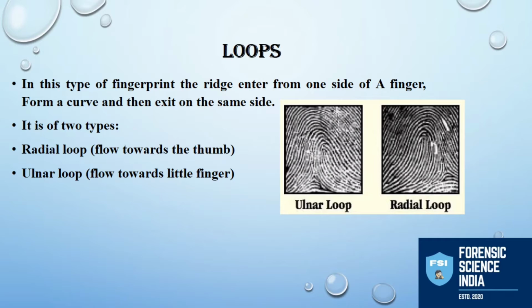In loop pattern, we will be having one delta. It is of two types, radial loop and ulnar loop. Here you can see in the picture as well. Radial loop, it flows towards the thumb. Ulnar loop, it flows towards the little finger.